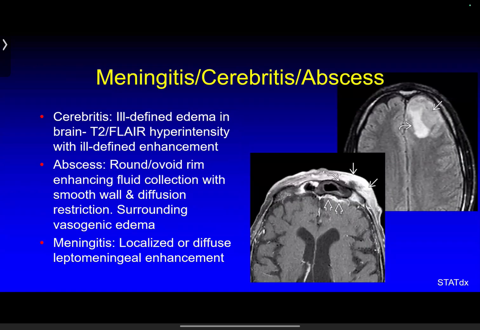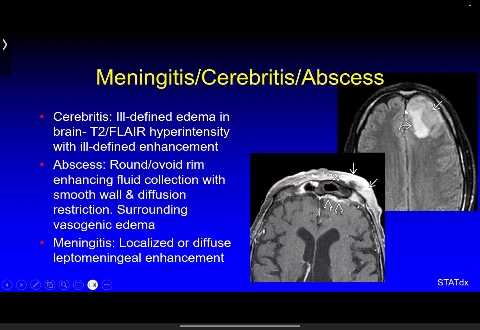Intracranial complications of sinusitis are not uncommon and can involve the extraaxial and intraaxial spaces. You could have meningitis, cerebritis progressing to abscess formation. Cerebritis, you will see ill-defined edema in the brain as long TR hyperintensity with ill-defined enhancement. As it progresses to an abscess, you'll see rim-enhancing fluid collection with surrounding edema, diffusion restriction. If you have enhancement of the meninges, it implies meningitis, which could be localized or diffuse.